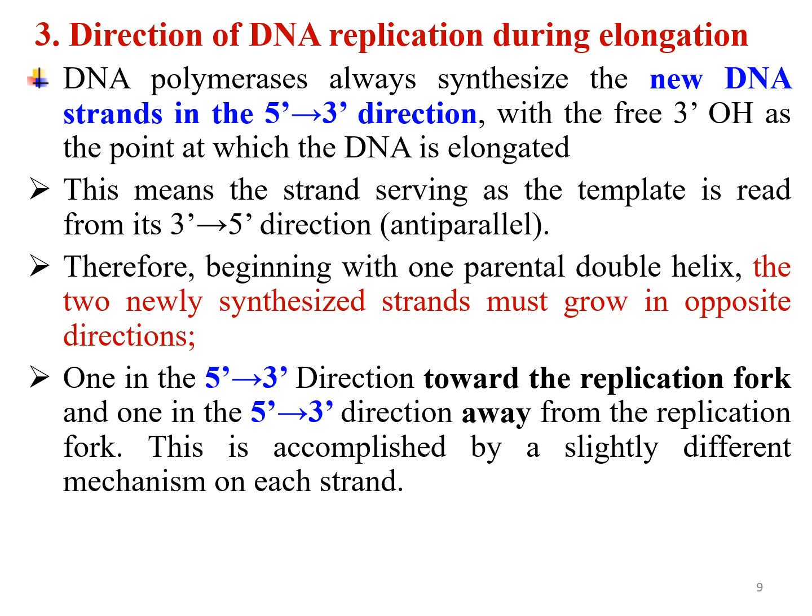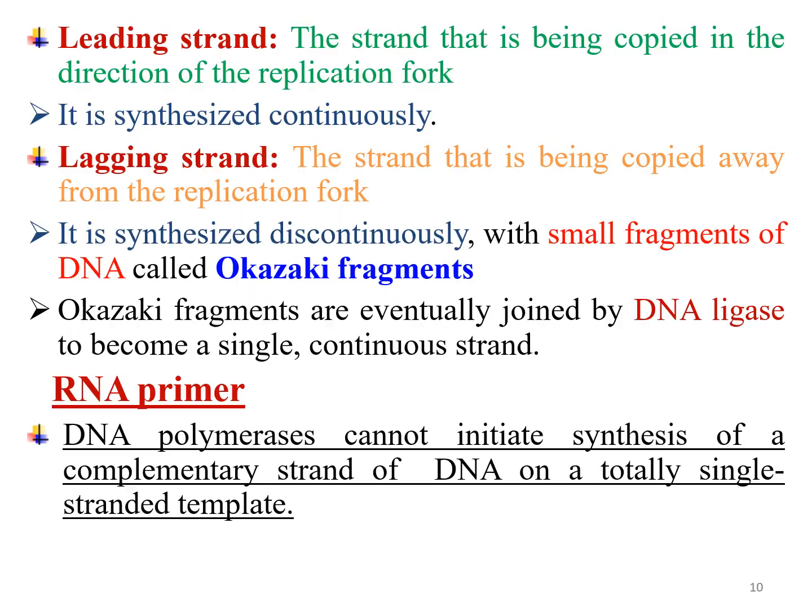This is accomplished by a slightly different mechanism on each strand, and the fragments are known as Okazaki fragments. So the strand can be either the leading strand or the lagging strand, which are opposite to each other. The leading strand is a strand that is being copied in the direction of the replication fork, which is synthesized continuously, and the lagging strand is a strand that is being copied away from the replication fork, and it is synthesized discontinuously in small fragments called Okazaki fragments. Okazaki fragments are eventually joined by the ligase enzyme to become a single continuous strand.